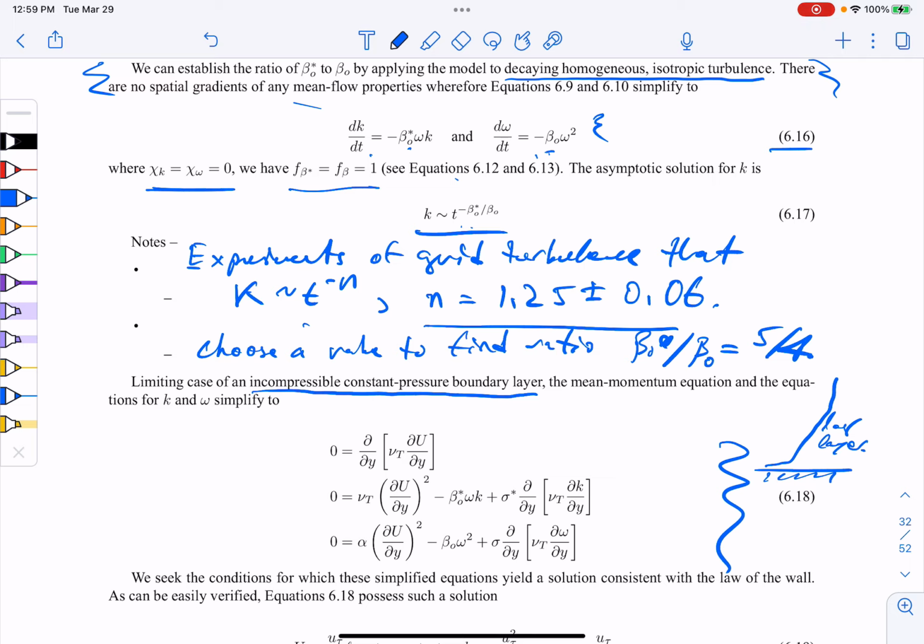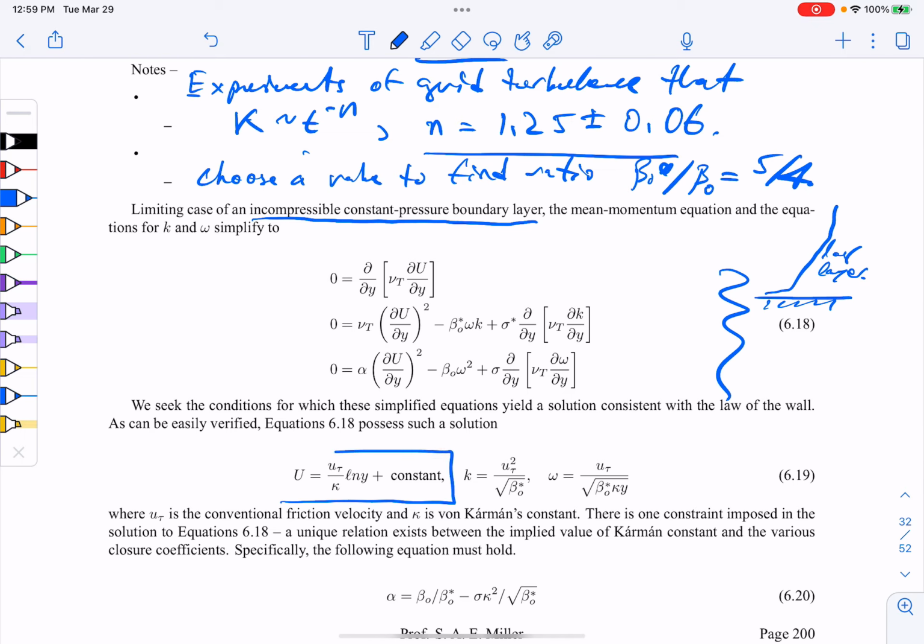It turns out that this set of equations has a certain solution, and if you assume the solution in the log layer only, we know that the mean velocity should look like the law of the wall. So this goes as u tau divided by kappa times the natural log of the distance from the wall plus a constant, right? That's just your log law. If we just draw that to remind you, you've probably seen this too much this semester: y, u, and we have a log region. It's straight.